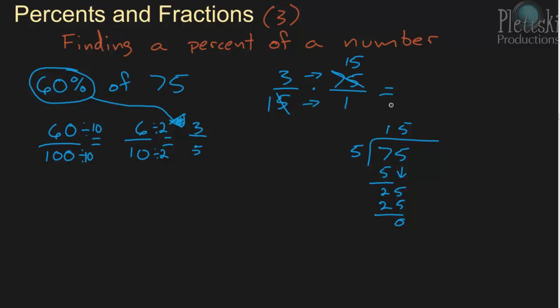So if you simplify before you multiply, now you have 3 times 15, which is going to give you 45. And 1 times 1 just gives you 1. So 45 over 1, that's the same thing as saying 45. So you have 3/5 of 75, which is 45. So the answer to our original problem, 60% of 75, is going to be 45. Because 60% is the same thing as 3/5, and then we just do 3/5 of 75. So 3/5 times 75, and we'll get that answer, 45.